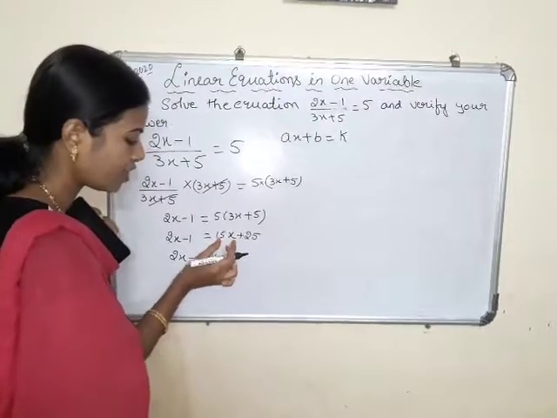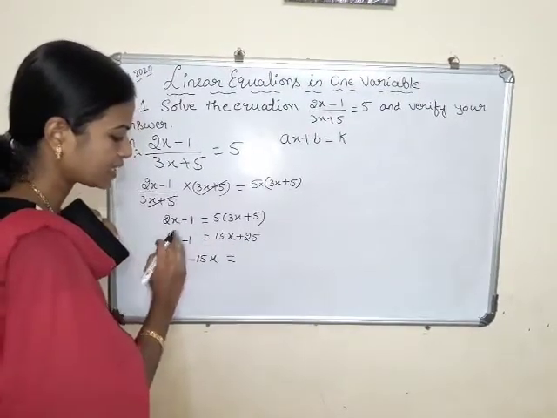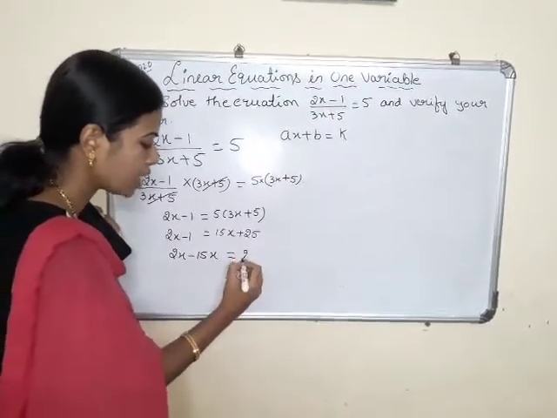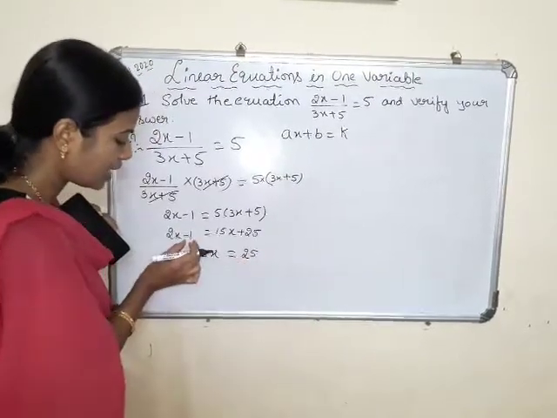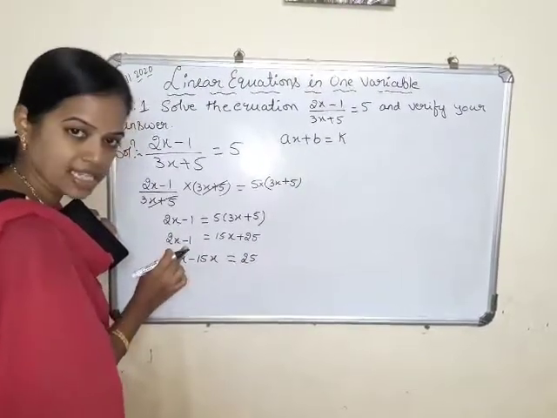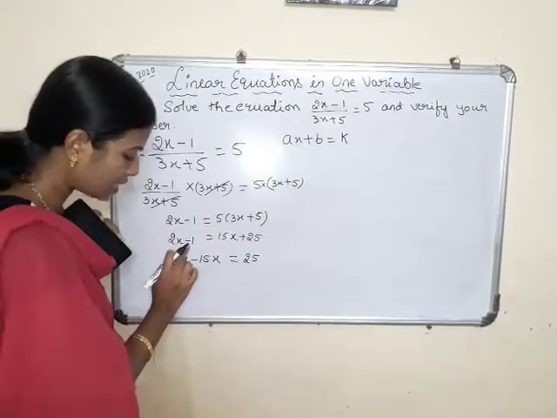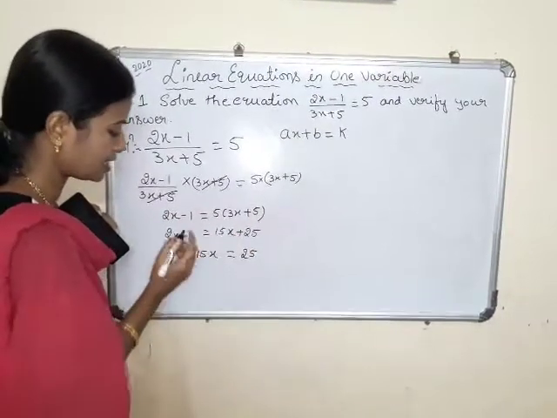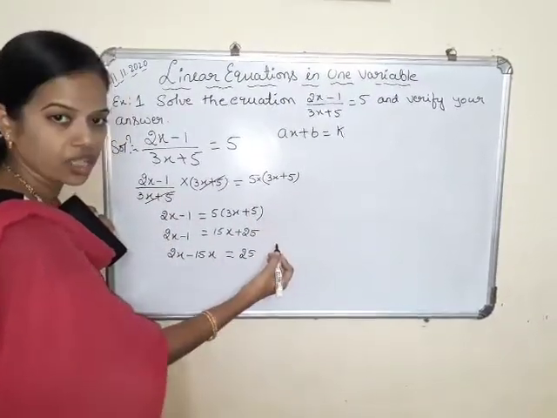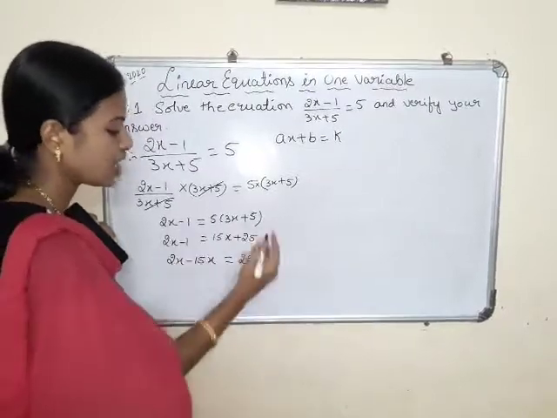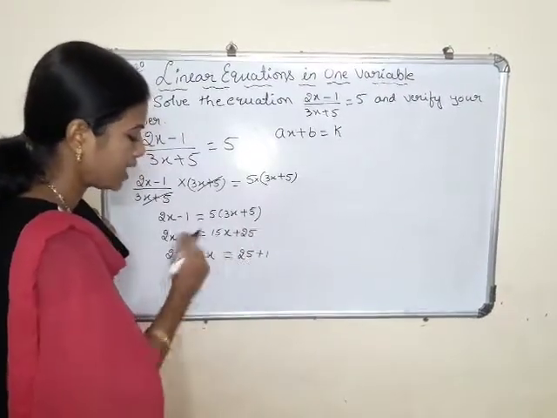Here already 15x you took to the LHS side. What is left here? Plus 25, write as it is. And here on the LHS side, minus 1 is left. This number you have to take to the RHS side. Minus 1, when you take to the RHS side, minus changes to plus. Plus 1.